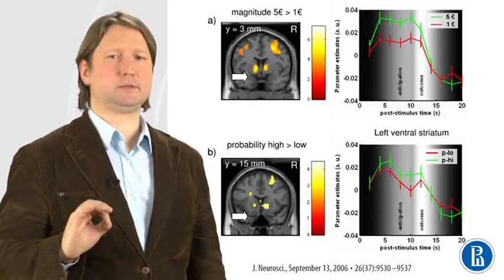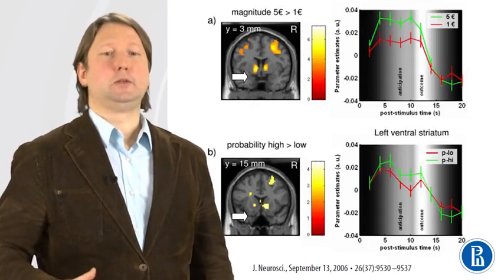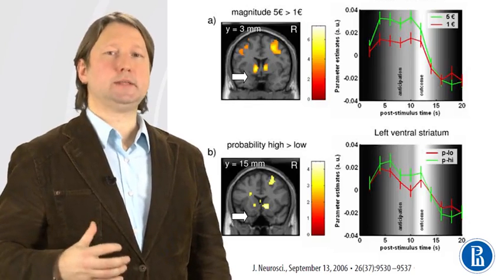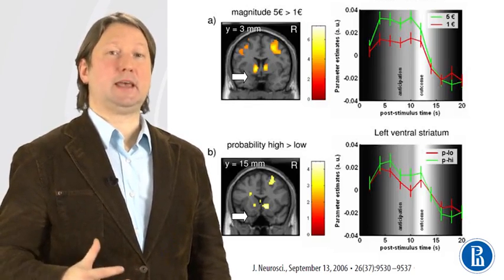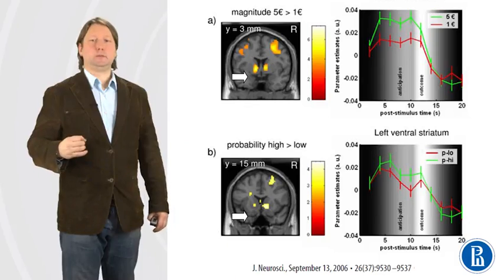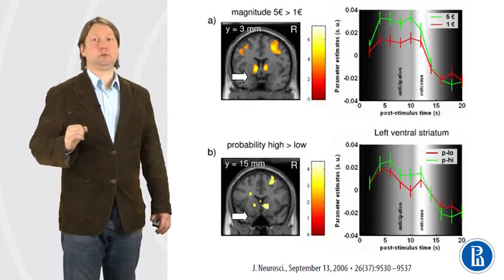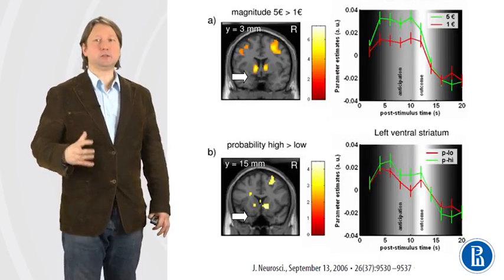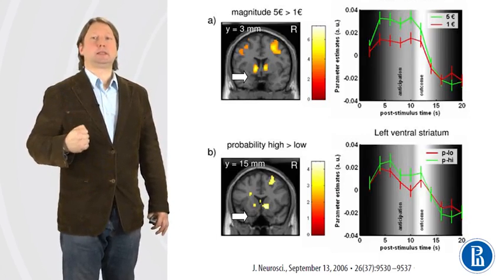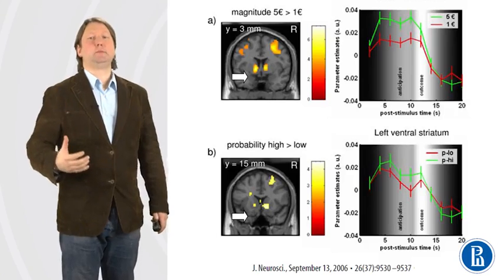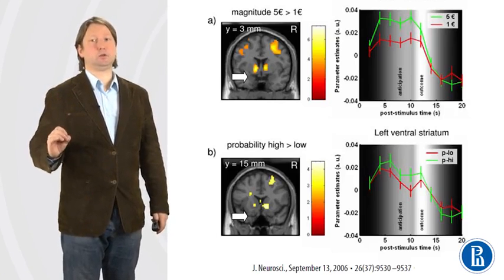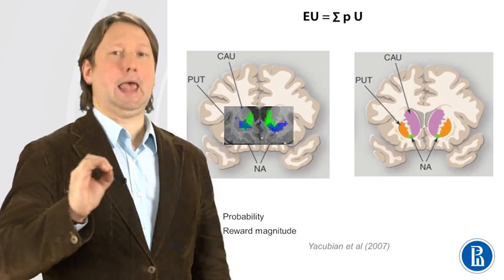On the right side of the slide, you see that the nucleus accumbens is particularly strongly activated when the subject is expecting to get a higher reward. At the bottom of the slide, you see that the nucleus accumbens also reacts to the probability of the outcome. Its activity is particularly strong when the subject expects to get rewards with the highest probability. So actually, the same region encodes probabilities and values.